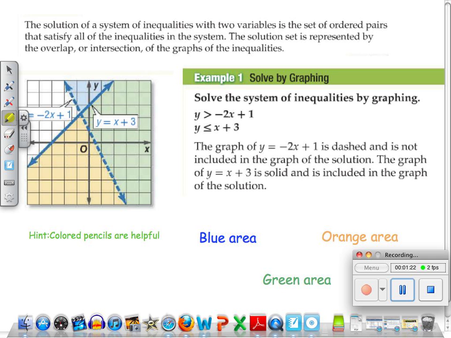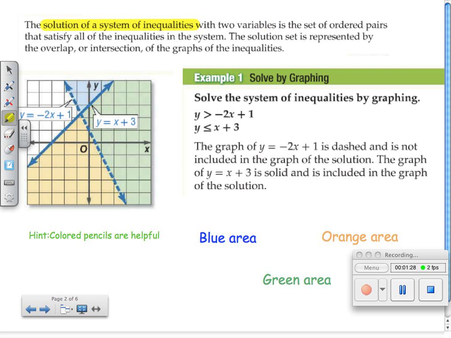Okay, the solution for a system of inequalities with two variables is a set of ordered pairs. And graphically, the solution set is an overlap or an intersection of the graphs. So here's a problem that we're going to look at. We're going to have this inequality, and it gets graphed in a certain way, and then a second inequality, and it gets graphed in another way. And where the two graphs overlap or intersect is our solution.